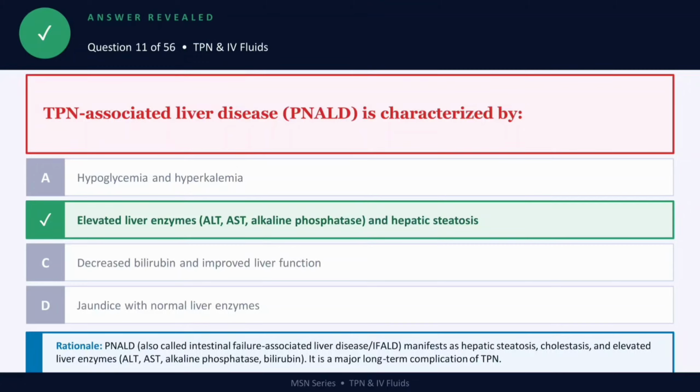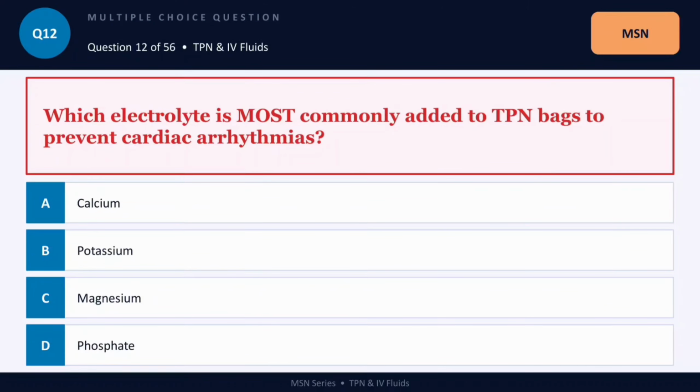PNALD manifests as hepatic steatosis, cholestasis, and elevated liver enzymes. It is a major long-term complication of TPN. Question number 12. Which electrolyte is most commonly added to TPN bag to prevent cardiac arrhythmias?